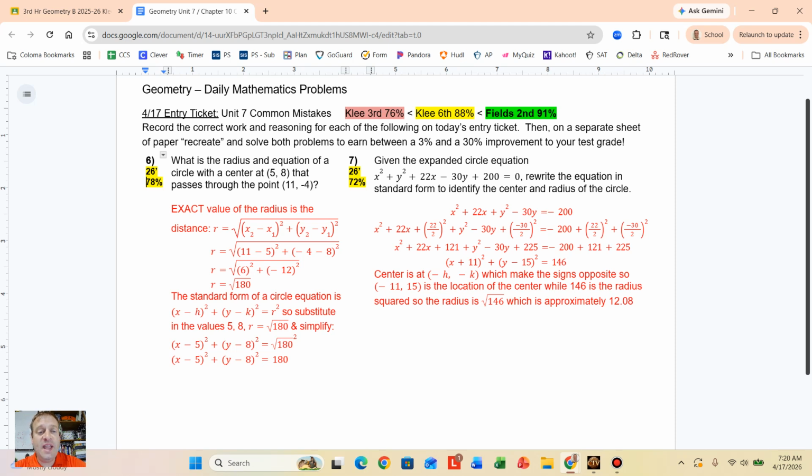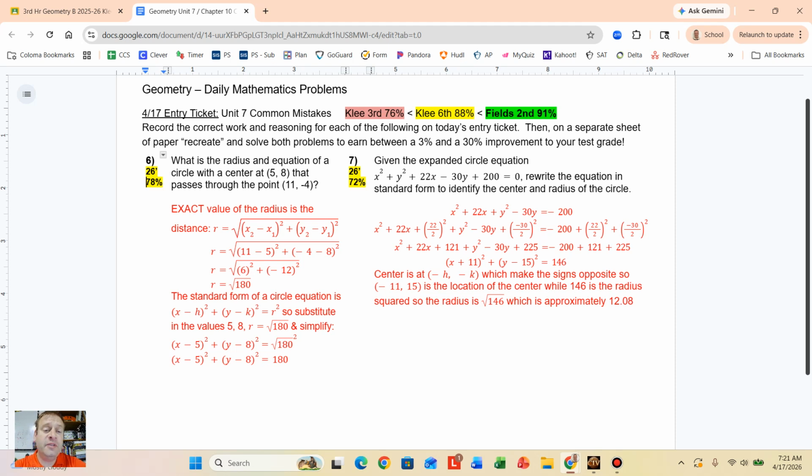First problem we had was, what is the radius and equation of a circle passing through some center? In this case, it's the point (5, 8). And the circle passes through the point (11, -4) somewhere on its circumference. So the first part is finding the radius. Radius is ultimately the distance from that center to the point on the circumference of the circle.